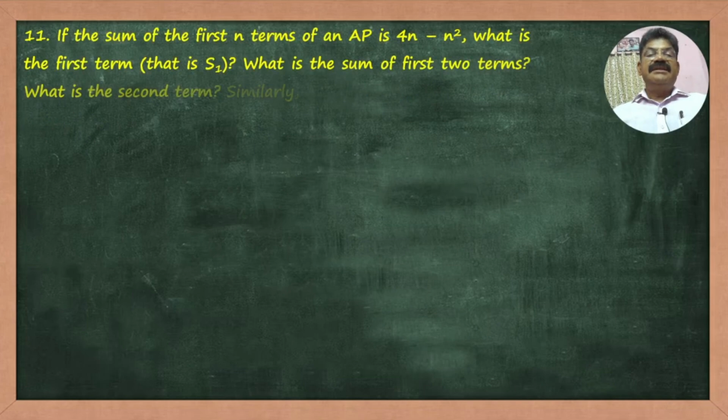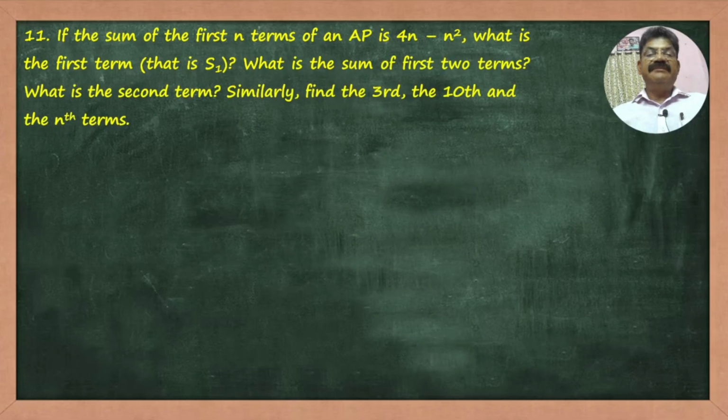That's all. 11th problem. If the sum of the first n terms of an arithmetic progression is 4n minus n square, what is the first term? What is the sum of first two terms? What is the second term? Similarly, find the third, the 10th and nth terms.